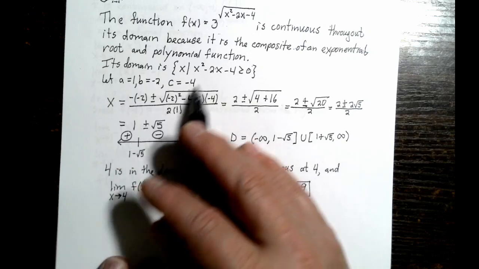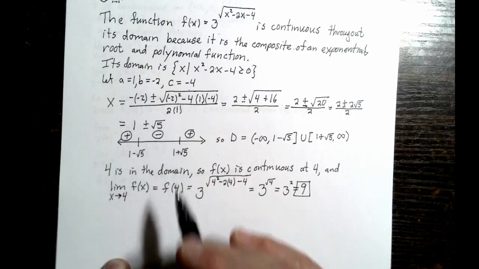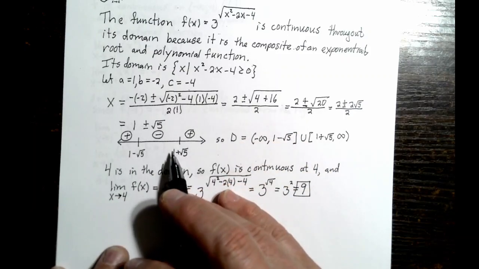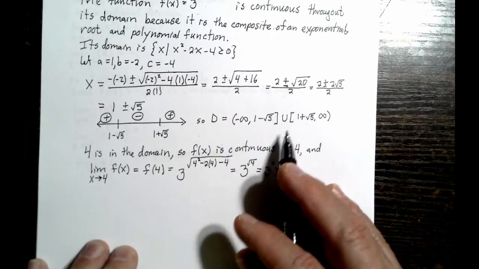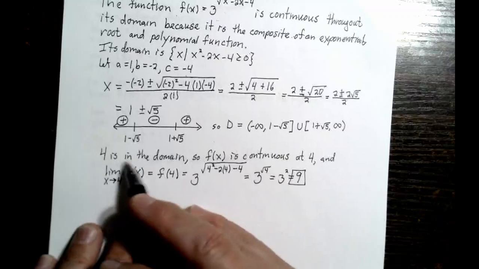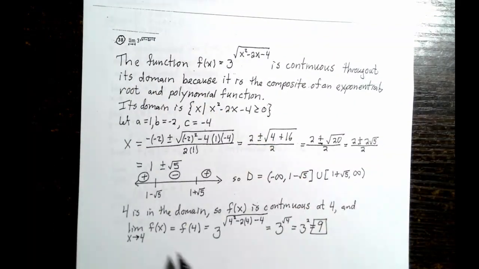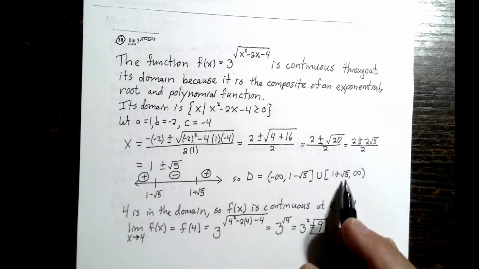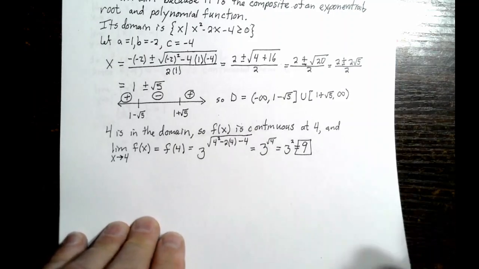Check a test value in this guy here, and you write down plus or minus in each region. And we only want places where it equals 0 or is greater than 0. So we include the first and third regions with the endpoints as well. So now we ask is 4 okay? Because that's the limit we're taking. So 4 is okay. It's in this interval here. So we can just do direct substitution and we get our answer is 9.